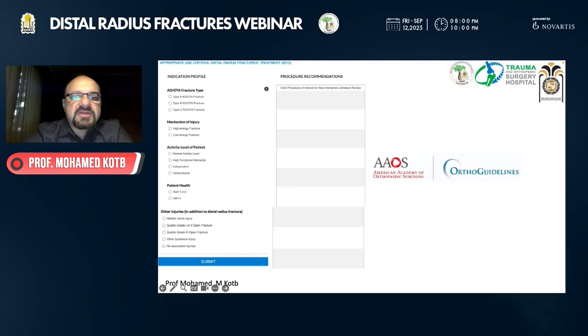So we will take one example, and the answers are on the opposite side of the page. You will find the answers when you choose these types. For example, for our patient, we chose a type C, low energy fracture, high functional demand, and type 1 to 3 in the patient health, and there are no other injuries besides the distal radius. So what will be the answers?